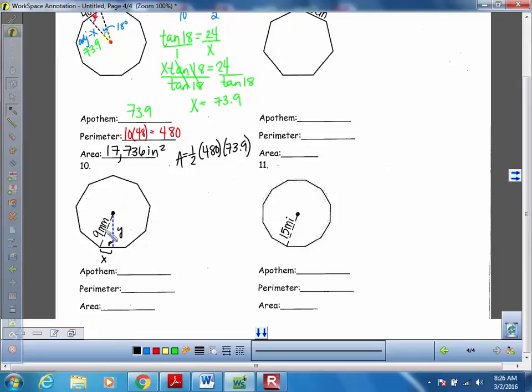Now, I'm going to need this angle measure right here in order to solve for x and y. So I'm going to have to do 360 divided by the number of sides here. If you count up the sides, we have 9 sides. So 360 divided by 9 gives me 40. In order to find this, I have to divide that by 2, and so my angle measure here would be 20 degrees.